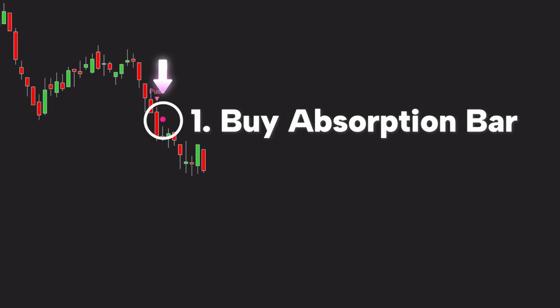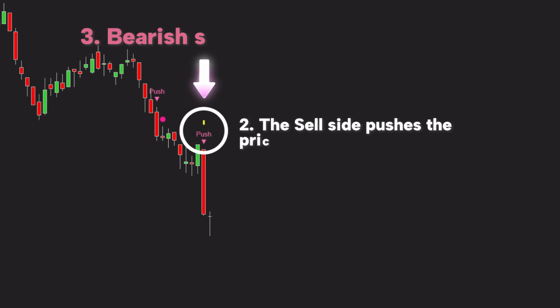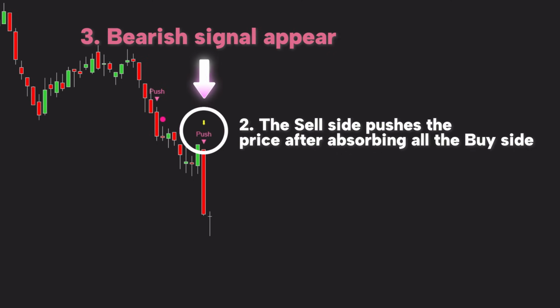When this sequence follows the pattern absorption, bearish push, the system confirms a complete structure. At that moment, you'll see a small yellow arrow above the push candle, indicating a bearish concept signal. In other words, this combination of buy absorption followed by sell dominance creates a high probability short setup.